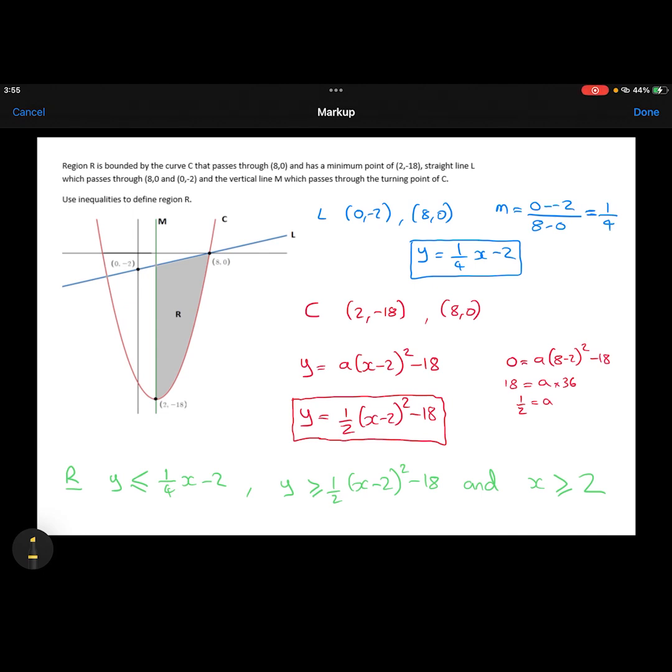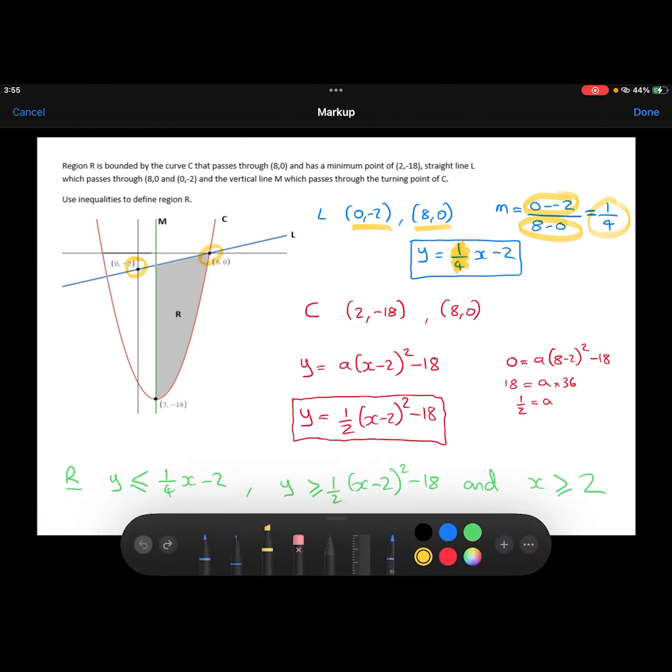that passes through the coordinates (0, -2) and (8, 0). So I've used that information to work out the equation of that straight line. I've worked out its gradient by doing the change in the y coordinates divided by the change in the x coordinates, which gave me 2/8, or 1/4. So I know the gradient of my straight line is 1/4, and I know that the y-intercept is -2. So I've got the full equation of my straight line there.